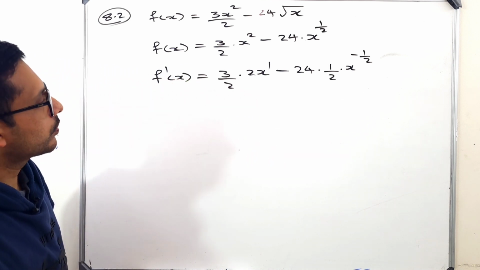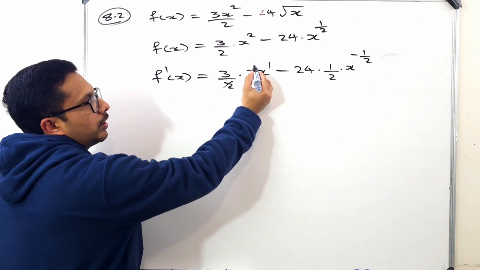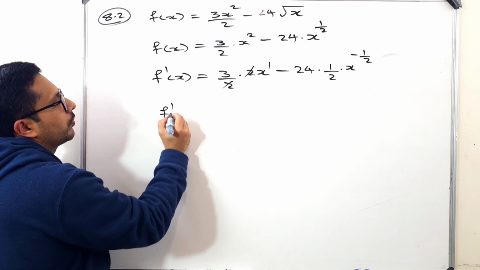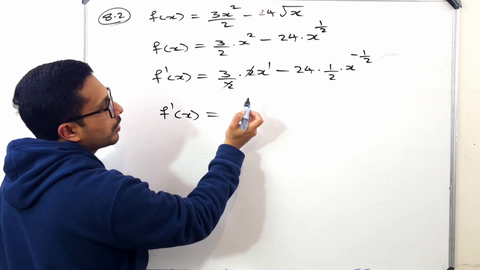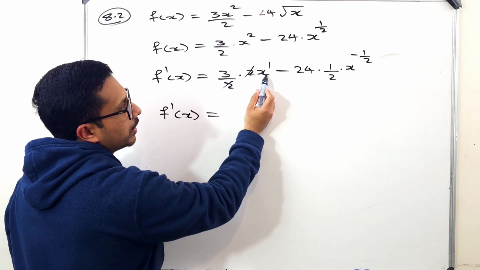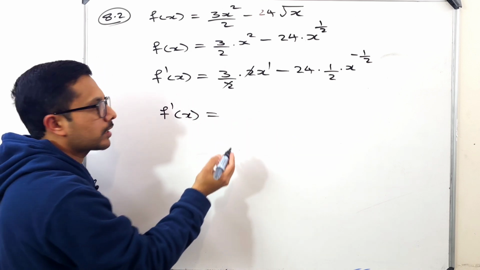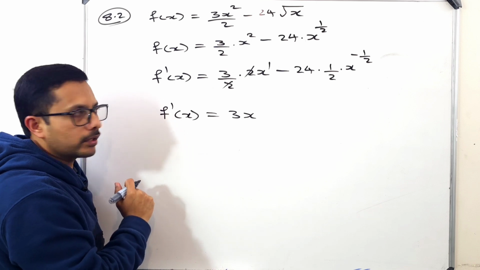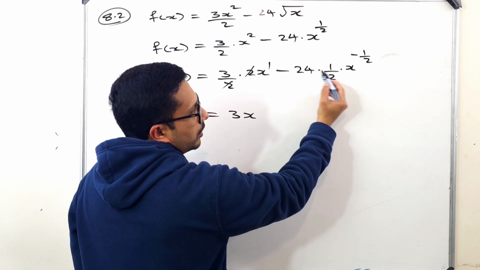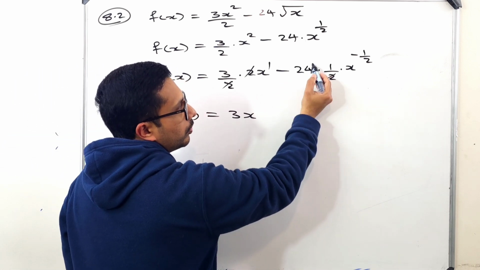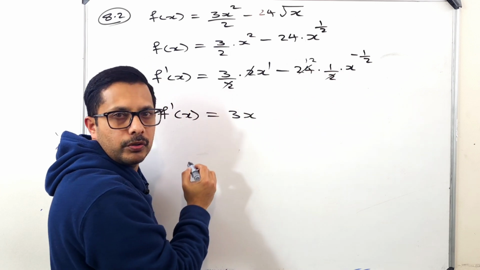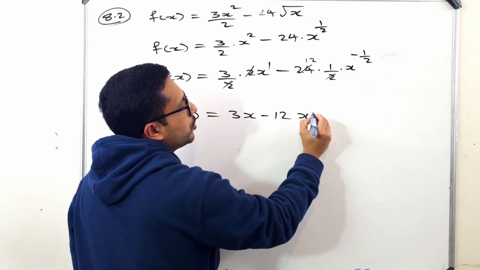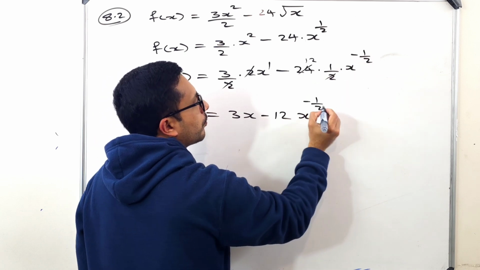So now look at this one. This positive 2, then this positive 2, numerator and denominator you can cancel. So f dash of x is equal to, what is remaining now? This 3 times x raised to 1. x raised to 1 is the same as x. So it is 3 times x, that is 3x. This 2 and this 2 cancel. Okay. Then can you cancel this 24 and 2? 24 divided by 2 is 12. So it is minus 12 x raised to minus half.